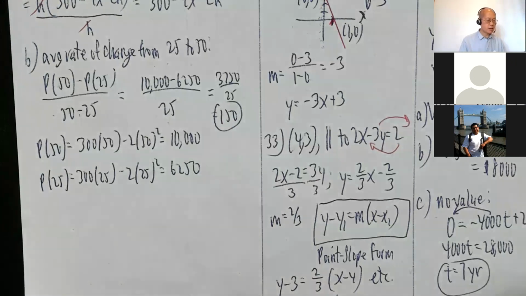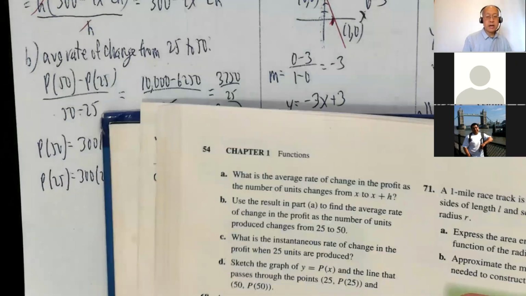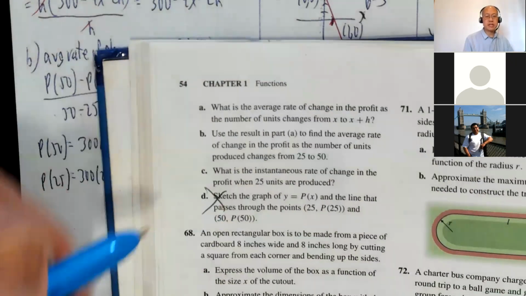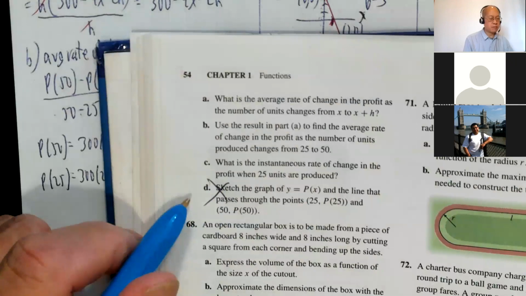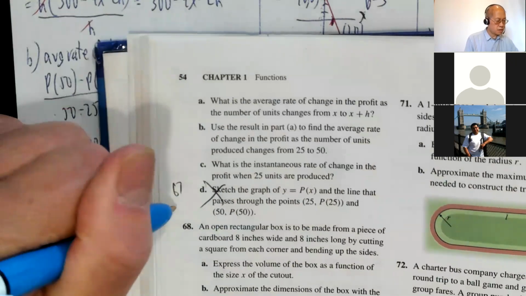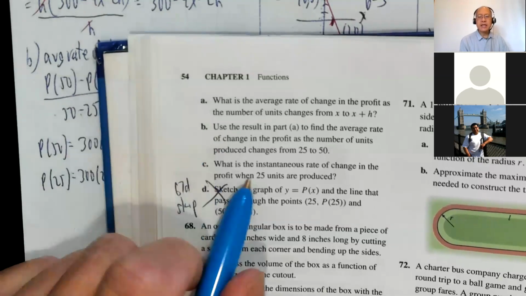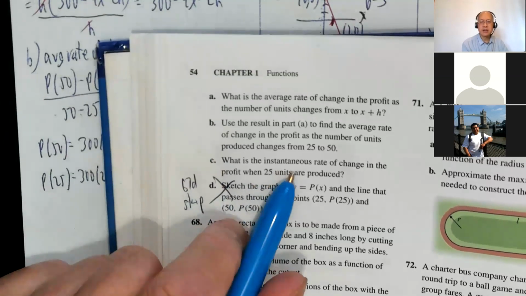Okay. Now, yeah, we're not going to worry about the graph. So let's skip D. I said 67D, skip. 67D, skip. Instantaneous rate of change.